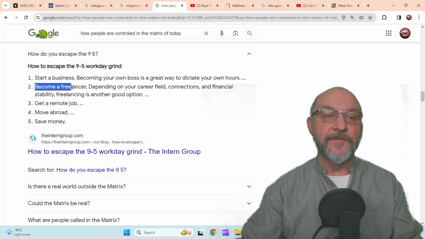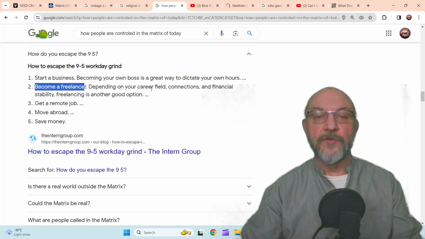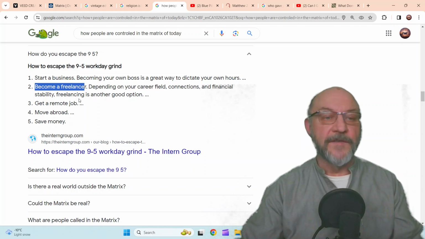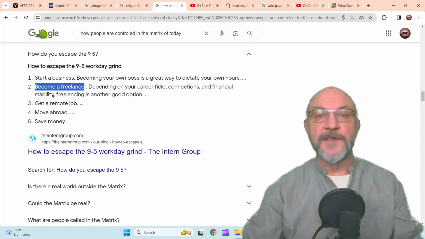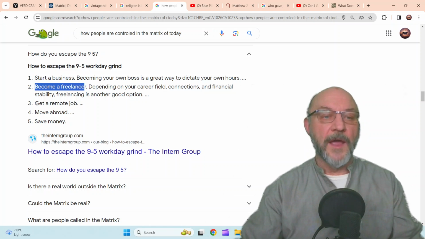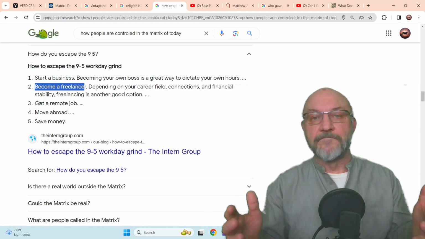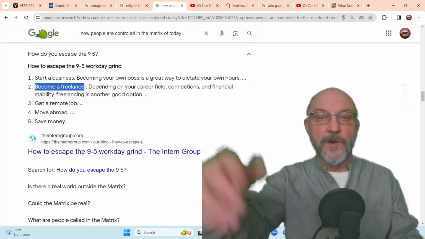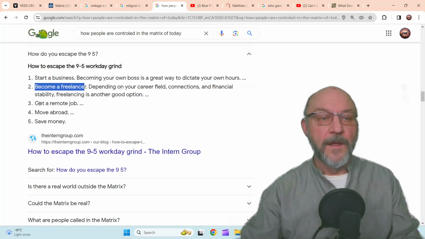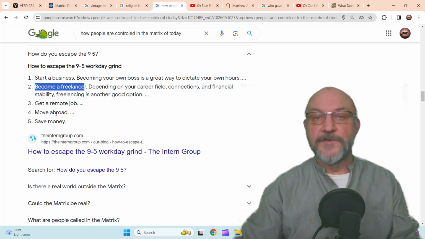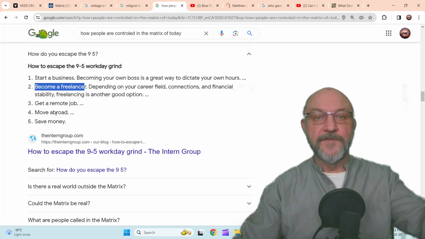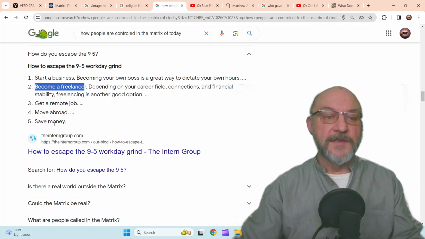Number 2, become a freelancer. Depending on your career field, connections, and financial stability, freelancing is another good option. And get a remote job. See if you can work out of your home anywhere in the world. That's cool. Move abroad. So move away from where you're at. Move somewhere else. And save money.